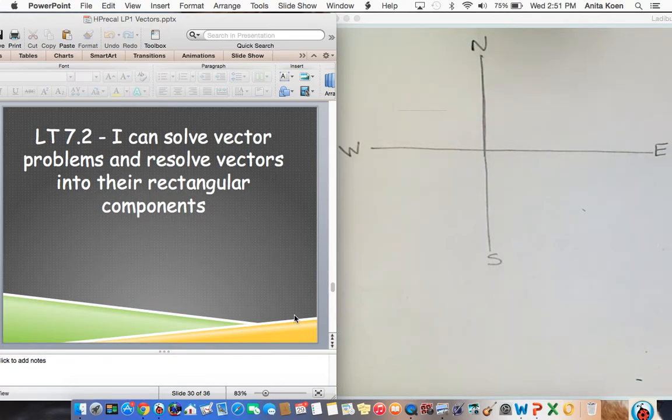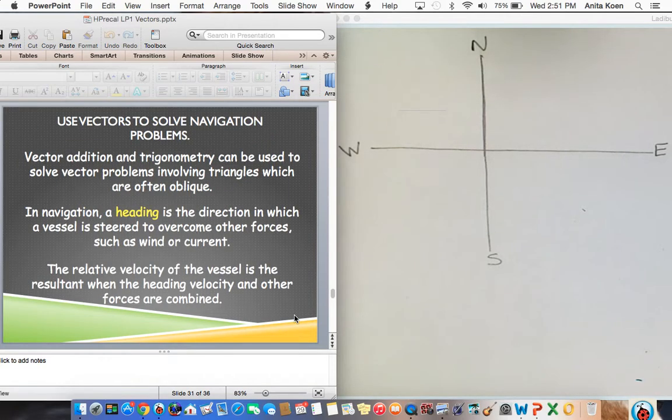This video is going to be a continuation of your log page 1 on vectors. This is Learning Target 7.2. I can solve vector problems and resolve vectors into their rectangular components. We will be using vectors to solve navigation problems. We can use vector addition and trigonometry to solve vector problems involving triangles, which are often oblique triangles.